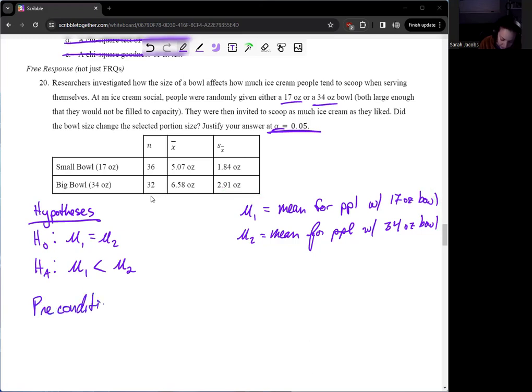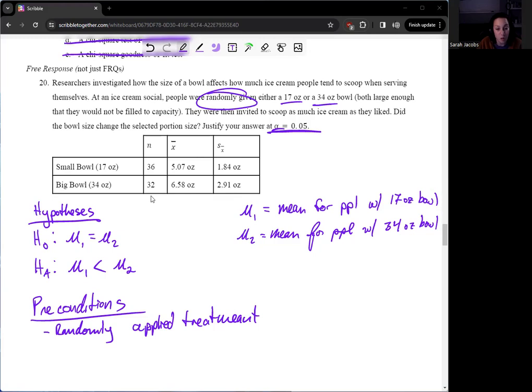They are pre because they must be met. These need to be met for both means. So first up, for independence, we've got randomly selected. Or actually, I'm going to say that this is randomly applied treatment. Right? They were randomly given either a small bowl or a big bowl.